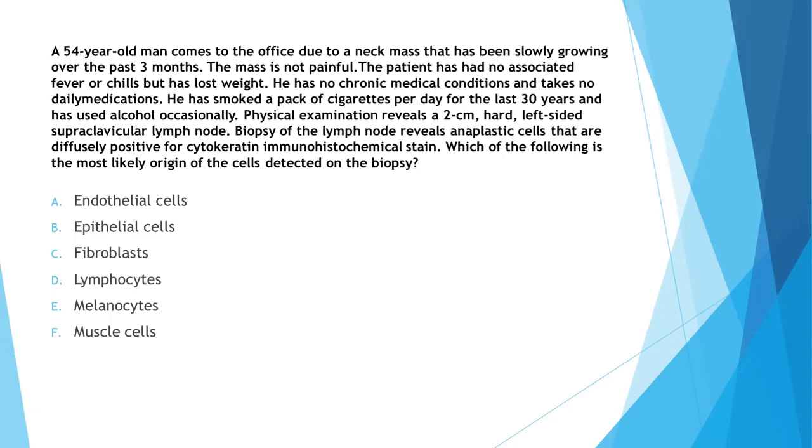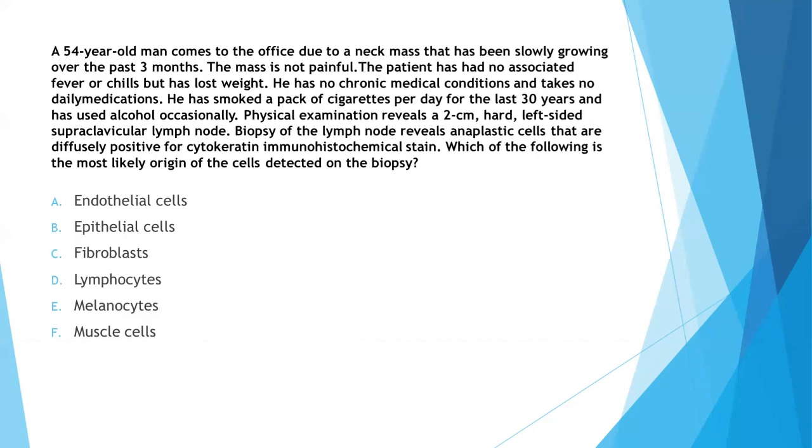He has smoked a pack of cigarettes per day for the past 30 years and has used alcohol occasionally. Physical examination reveals a 2 centimeter hard left-sided supraclavicular lymph node. Biopsy of the lymph node reveals anaplastic cells that are diffusely positive for cytokeratin immunohistochemical stain. Which of the following is the most likely origin of the cells detected on the biopsy? Endothelial cells, epithelial cells, fibroblast, lymphocytes, melanocytes, or muscle cells?